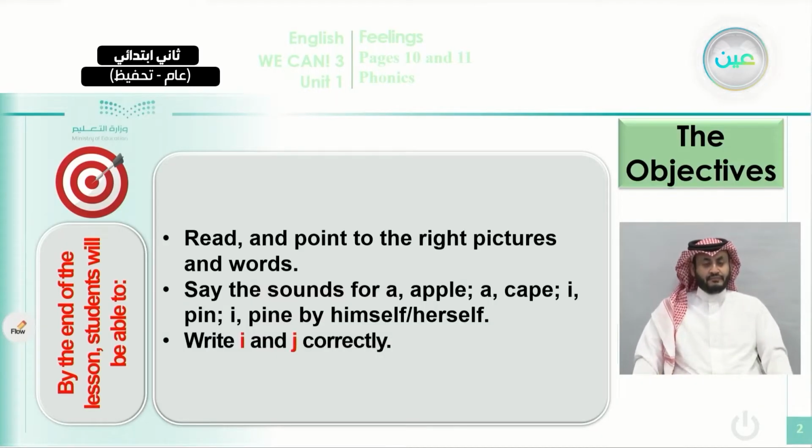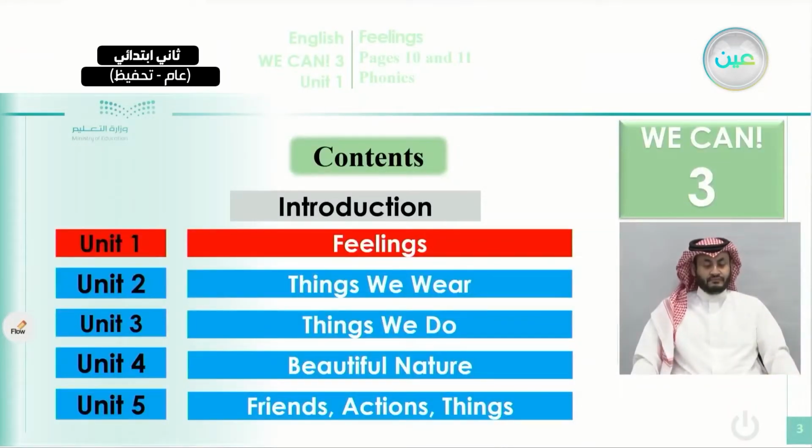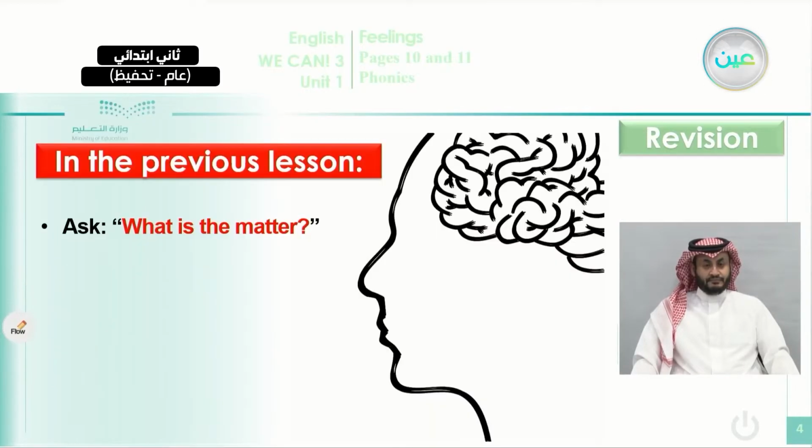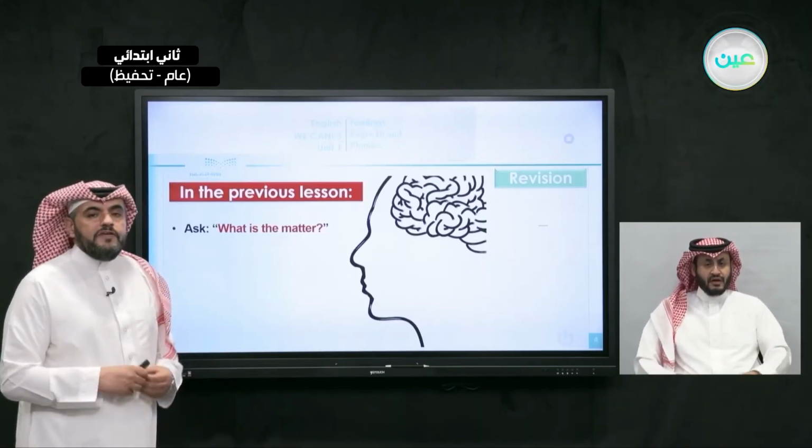And at the end of the class, we're going to learn also how to write two letters, I and J, how to write them correctly on lines and how to form these letters. We are at the first unit, which is Unit 1, and the title of Unit 1 is Feelings. And before we start our class, let's make a quick revision on the previous lesson.